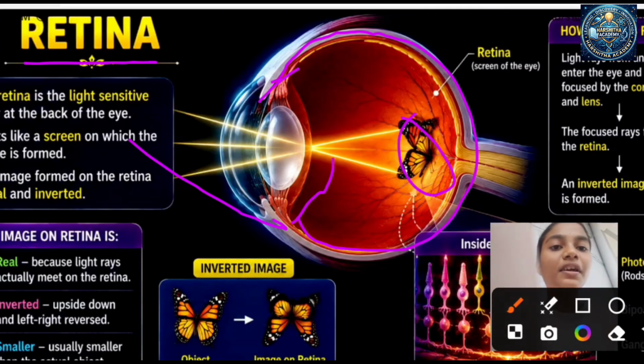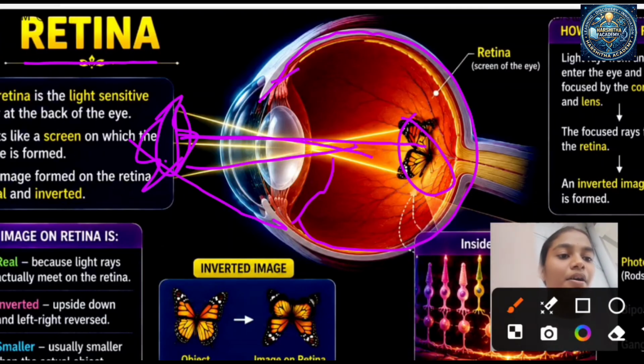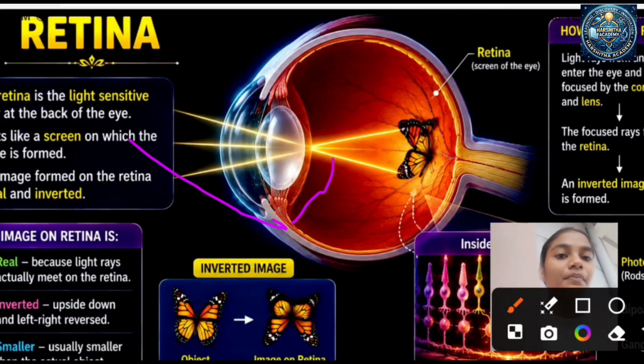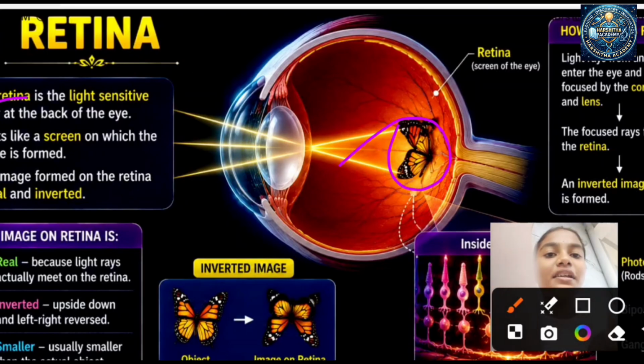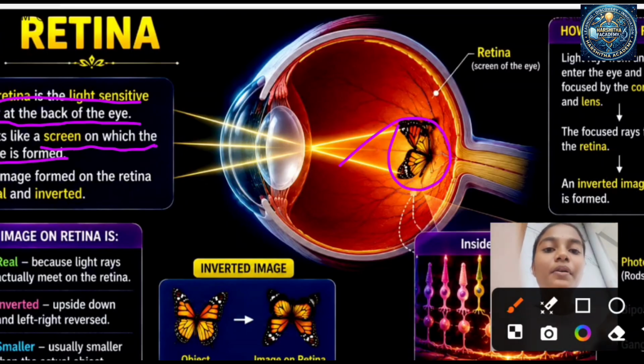Take this butterfly here. The butterfly image is formed here by the entering light. The retina is a light-sensitive layer at the back of the eye. It acts like a screen on which the image is formed. The image formed on the retina is real and inverted.